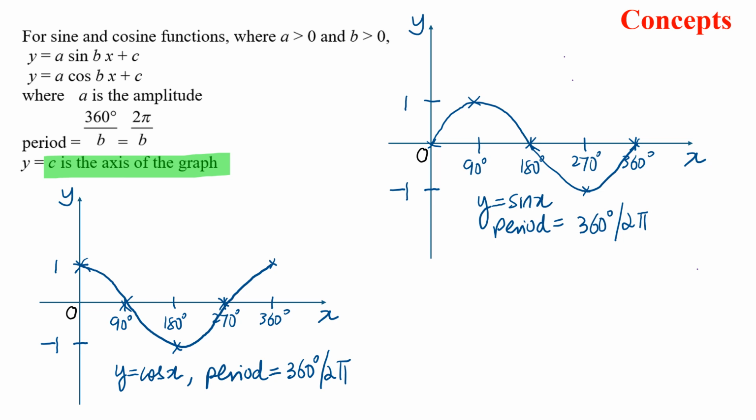So if you want to find the period for y equals a sine bx plus c, then it will be 2 pi divided by b. Likewise for y equals a cos bx plus c, the period will be 2 pi divided by b. Right, then the next thing is we need to know how to find the amplitude. So basically the amplitude is just the height of the curve, meaning this.